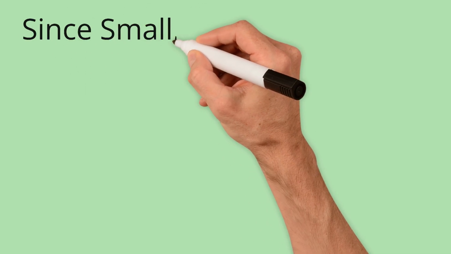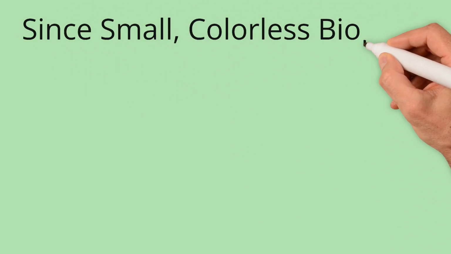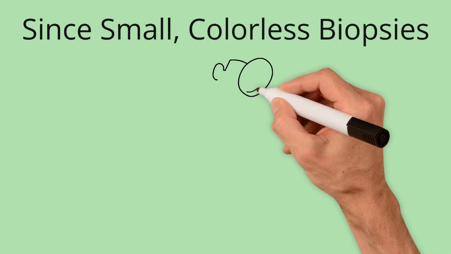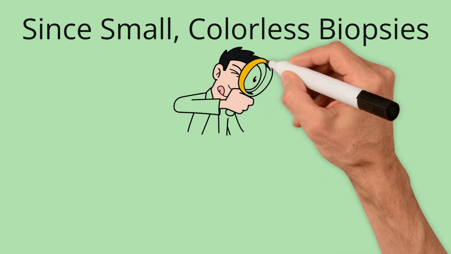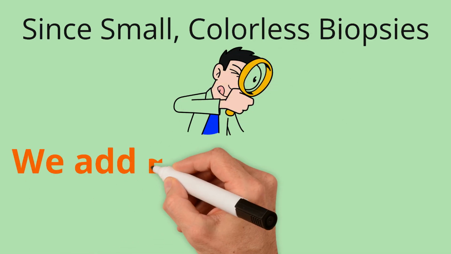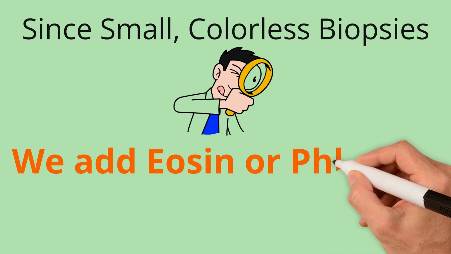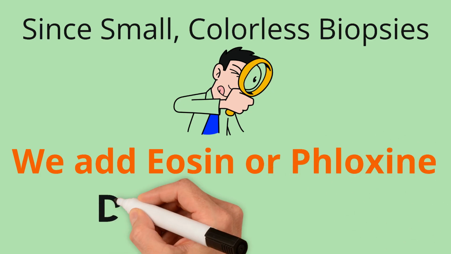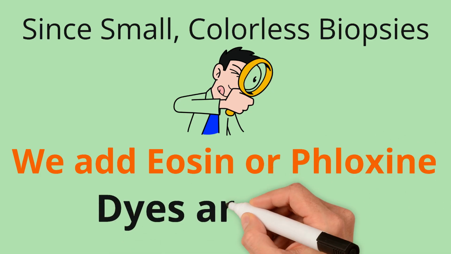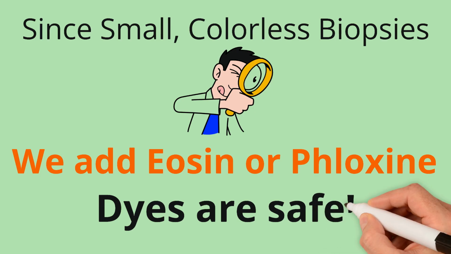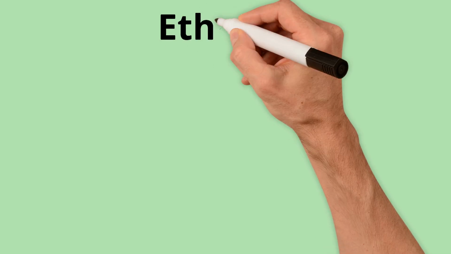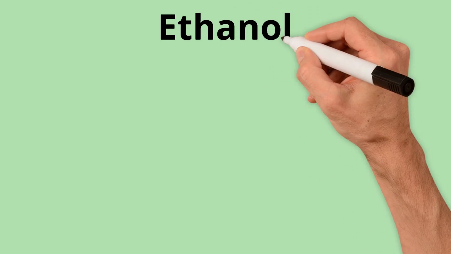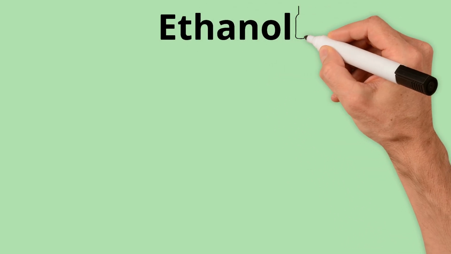Since small, colorless biopsies are tricky to spot during embedding, we often add eosin or fluorescein to lightly stain the tissue pink. These dyes are safe for the tissue and won't mess with later staining. But avoid mercurochrome. It contains toxic mercury and contaminates your reagents. Even though alcohol is the most common dehydrating agent, there are actually quite a few others out there.